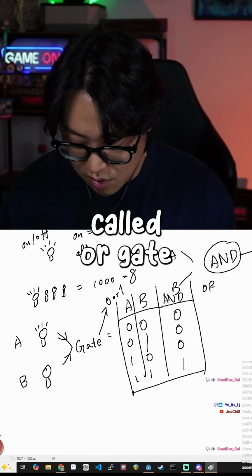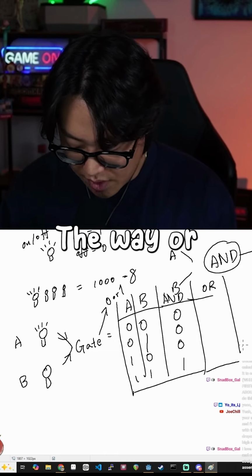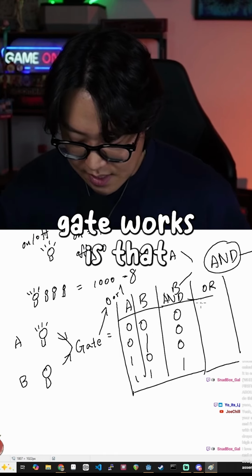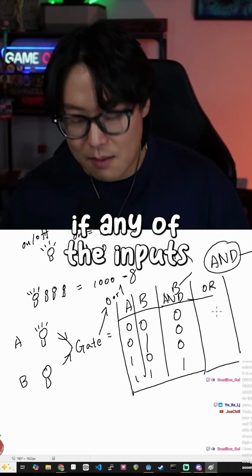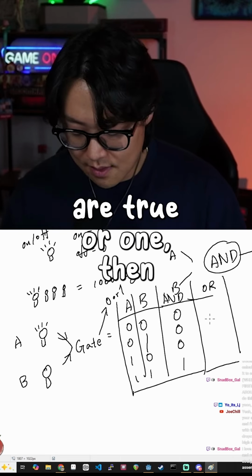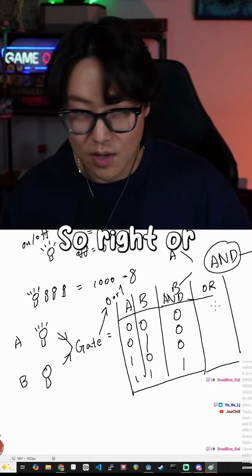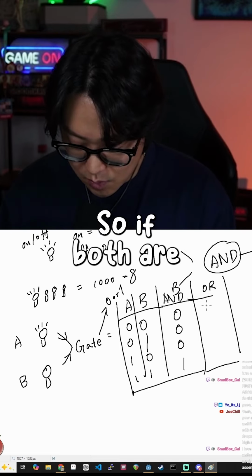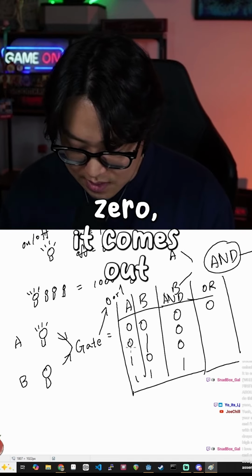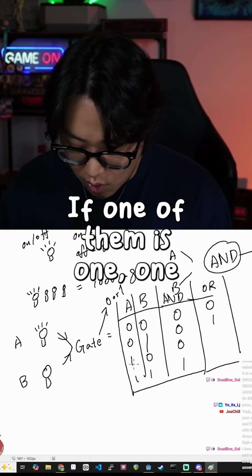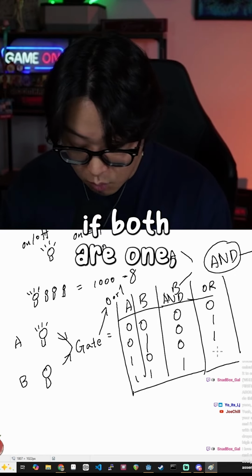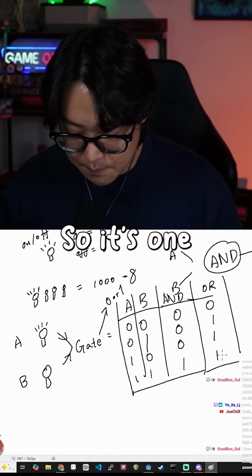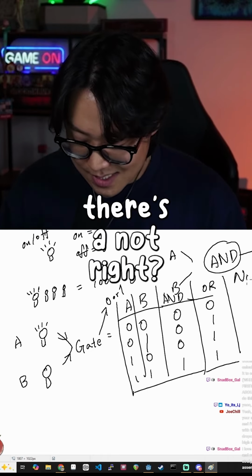And then we have something else called the OR gate. The way the OR gate works is that if any of the inputs are true, or 1, then the output is 1. OR makes sense, right? So if both are 0, it comes out as 0. If one of them is 1, it's 1. If both are 1, at least one of them is 1, so it's 1.